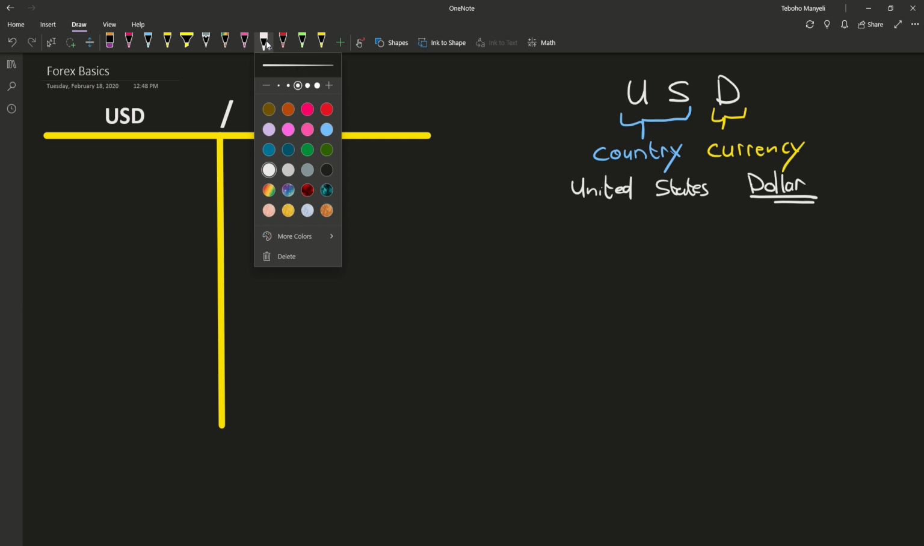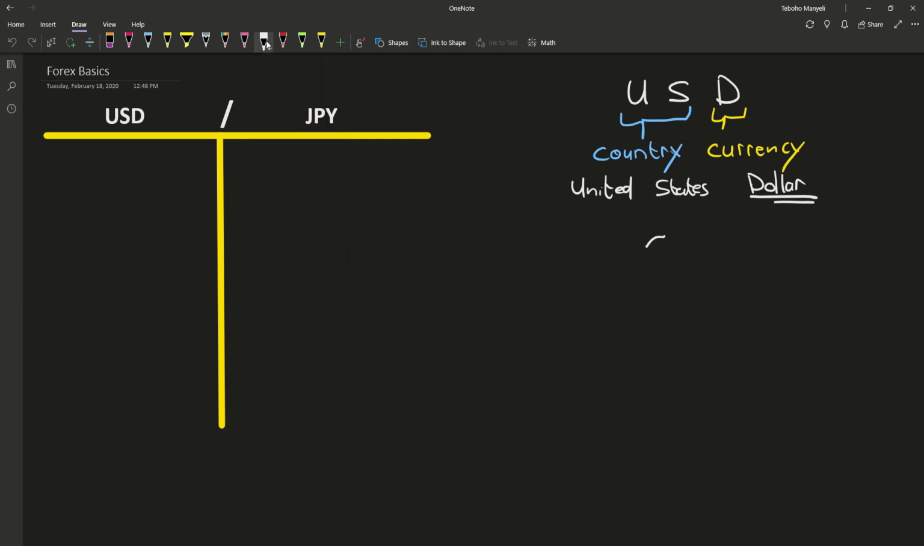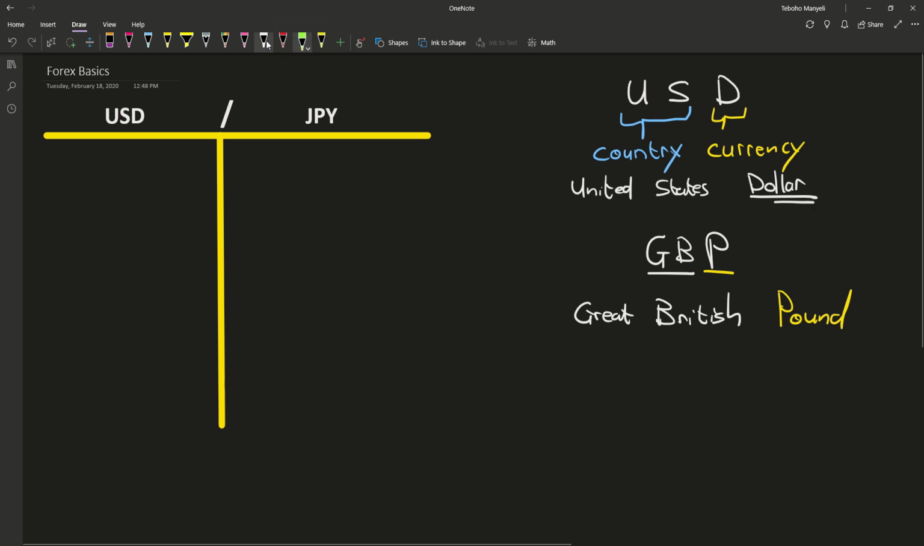We can then have GBP, which stands for Great British Pound. The G is for Great, the B is for British, and the P is the currency, which is the pound. Now obviously if you've been trading for a while, you've realized that they're not all the same, or some of them don't make sense.